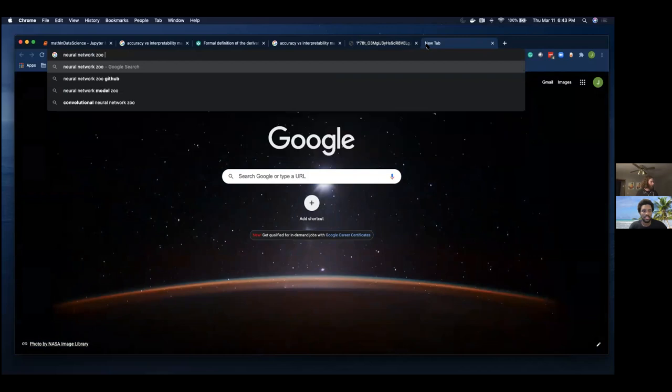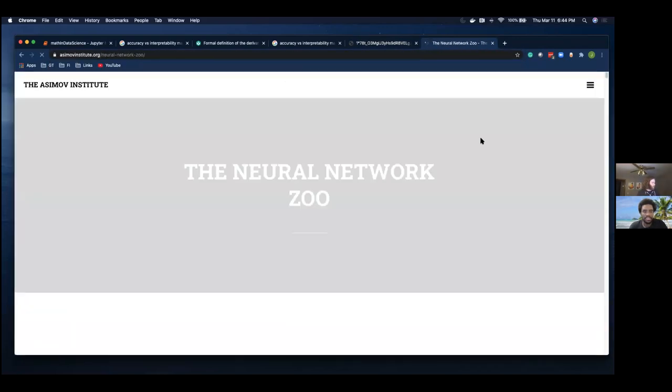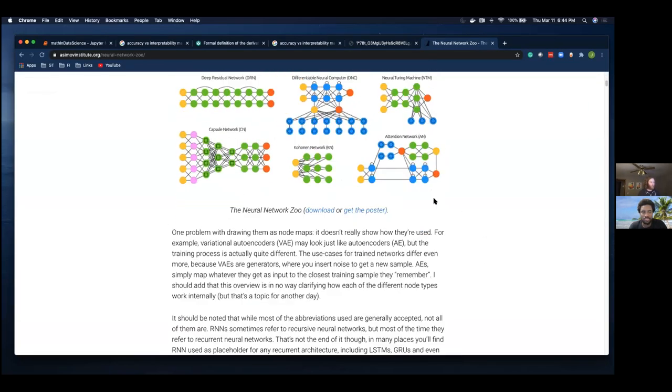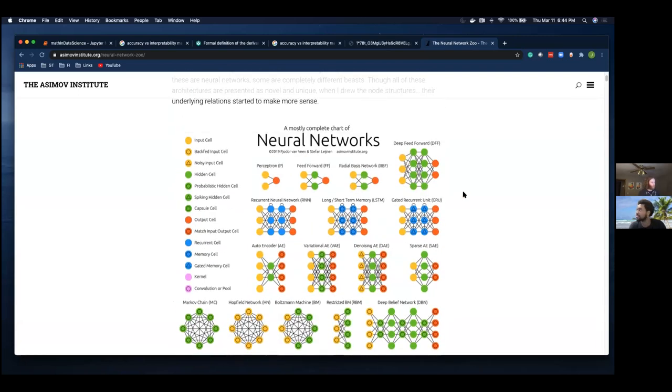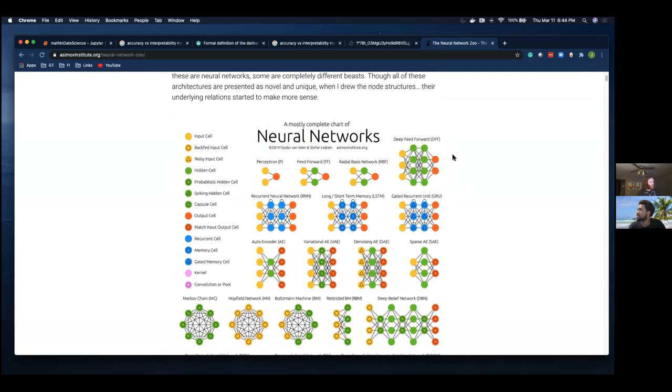Network zoo. I like this diagram. It's called a neural network zoo. So these are all the different types of neural networks. I'm not going to be able to cover all of them, but the most commonly used ones are these. This is what you would think of as a base neural network, and this can be used for classification, and this can be used for regression.